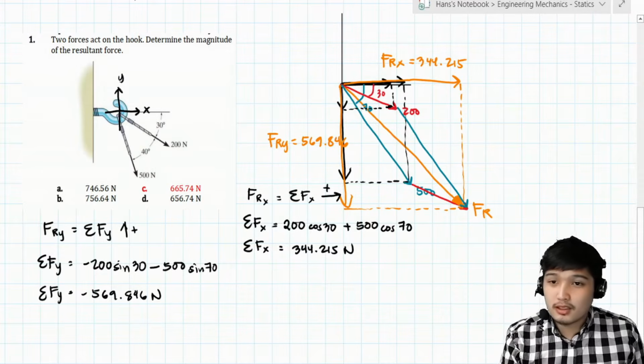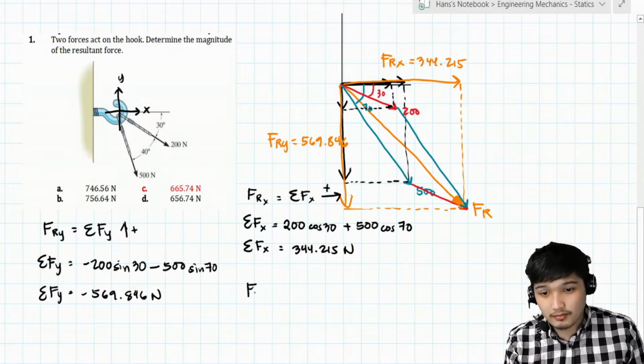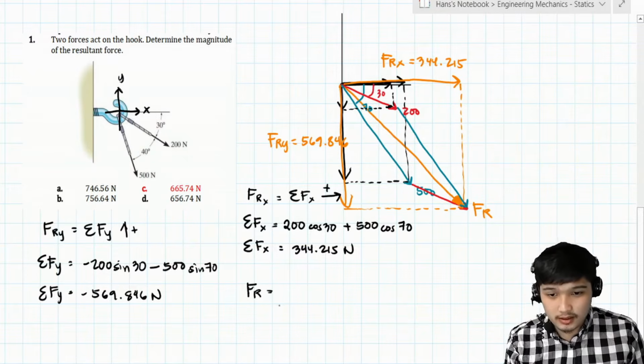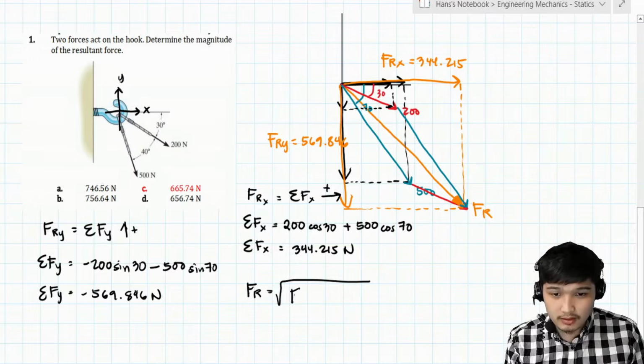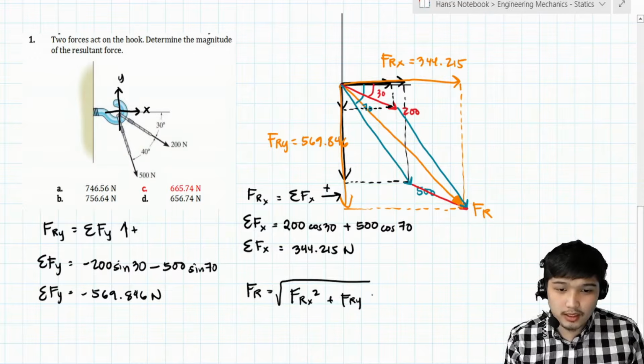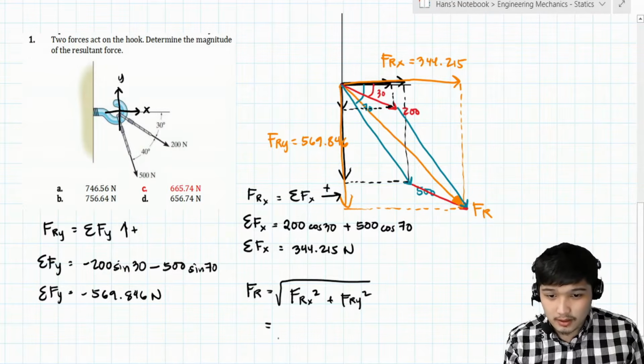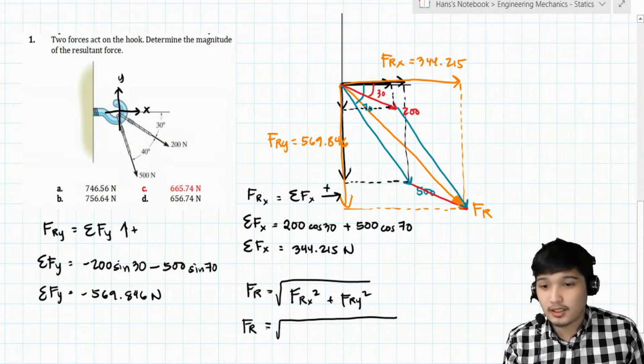So, ayan. Nasolve na natin yung FR. FR is just the Pythagorean of FRX squared plus FRY squared. Okay, so just simply plug in. Okay, ilan ng FR class?